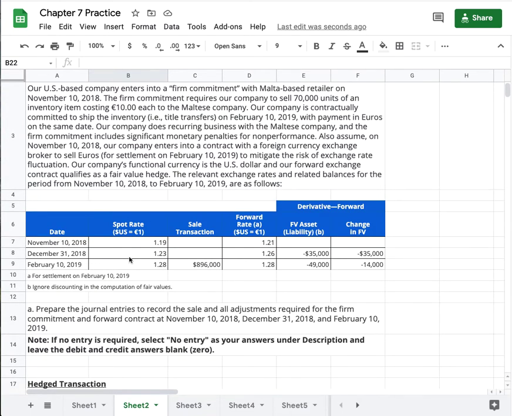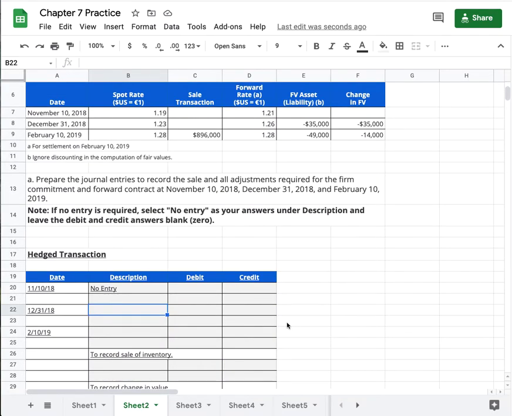So then on 12/31/18, we are going to account for this 35,000. And so we will have a debit to hedge firm commitment and a credit to sales. And that'll be the 35,000.